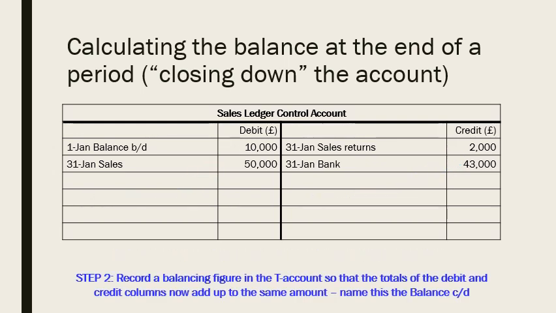The second step is that we'll record a balancing figure in our T account so that the totals of the debit column and the credit columns add up to the same figure. Now, if you remember, we had 60,000 on the debit side and 45,000 on the credit side. So we need to add a balancing figure of 15,000 to the credit side. Now we will label this the balance carried down. Sometimes you might also see the term balance carried forward.